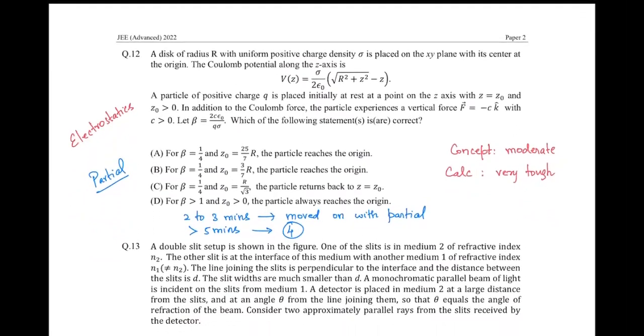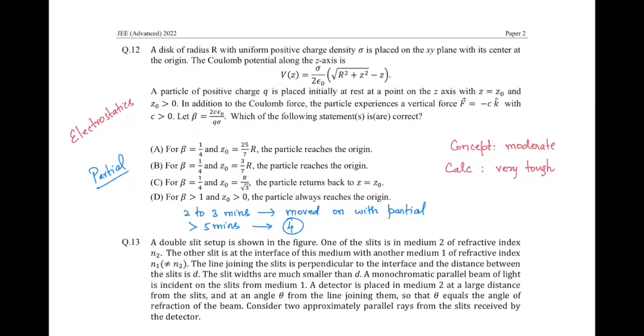Now, this 12th one, electrostatics question, this is where things actually get too nasty. If you fall for the trap in this particular question, probably it could end up taking away a lot of your time. Question number 12, very, very tough in terms of calculation. Concept wise also not a pretty straightforward one. Conceptually also you need to think what is the concept that needs to be applied. And there are 2 different scenarios for beta equal to 1/4. There itself you have to see whether it is going to return back or it is just going to reach the origin.